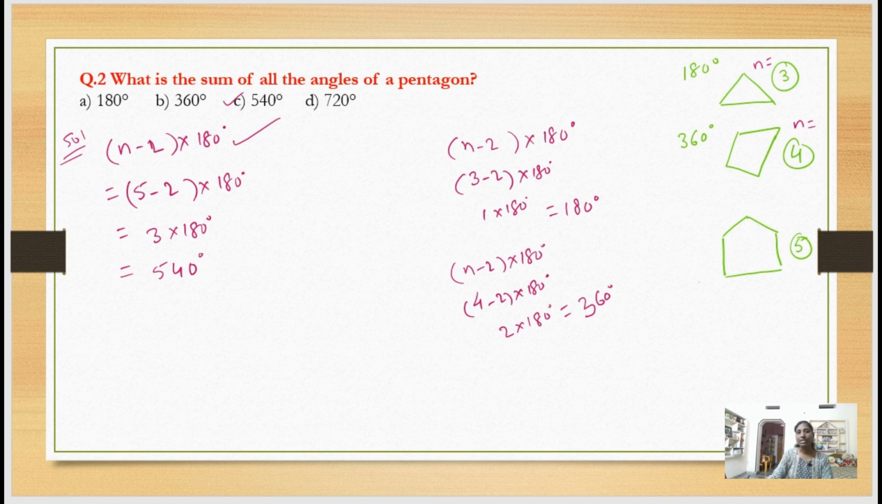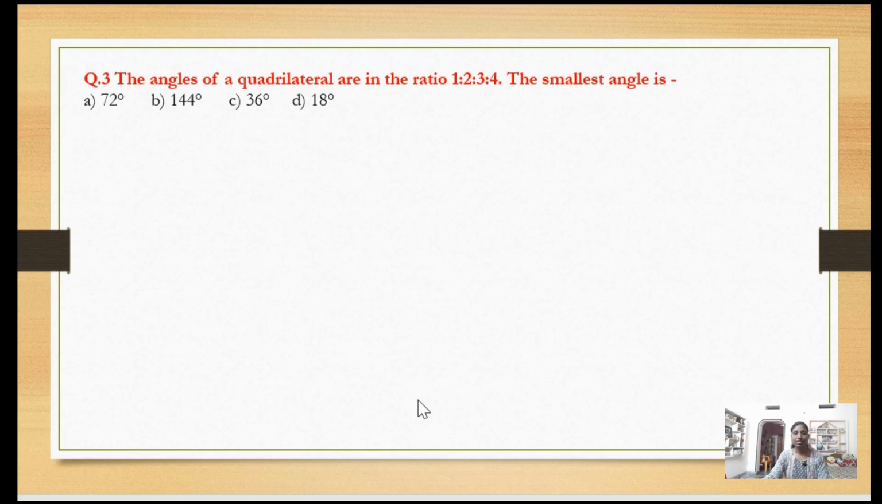Okay, now let's move to the next question. Now let's read the next question. The angles of a quadrilateral are in the ratio 1 is to 2 is to 3 is to 4. The smallest angle is, we have 4 options. We have to choose the correct option. So here ratio is given, not the angles. We have the ratio of the 4 angles. So let us solve it.